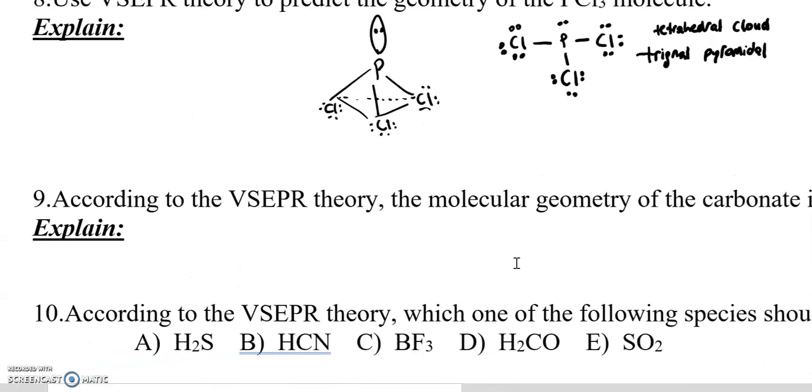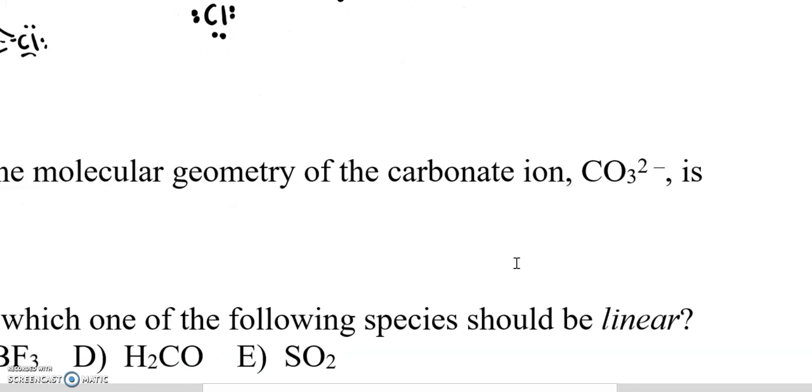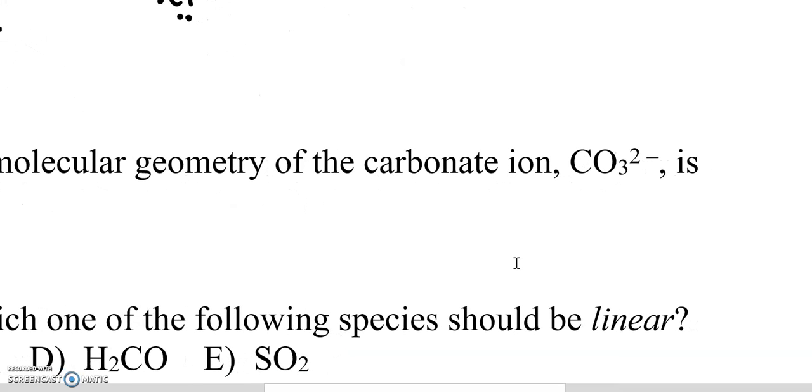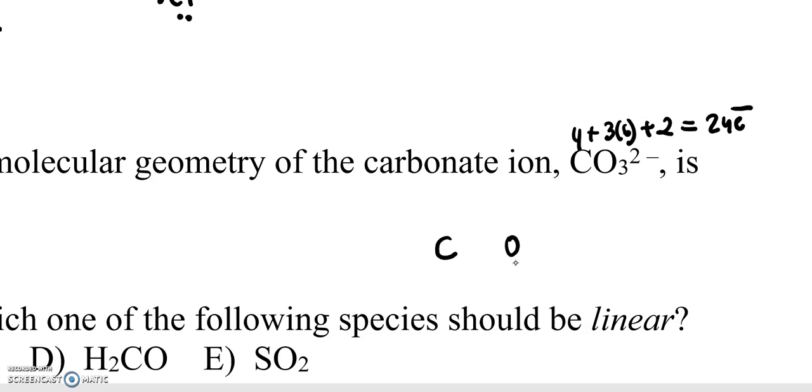All right, so I'm going to do question number 9. Here, this is carbonate. We have 4 valence for carbon, and then we have 3 times 6 for oxygen, and then we have 2 for the charge, so 24 electrons in total. I'm going to have the carbon in the center, oxygen on the left, oxygen on the right, oxygen on the top or bottom, it doesn't matter.